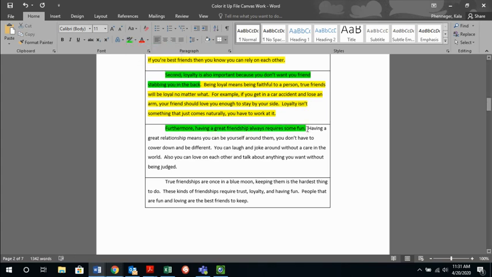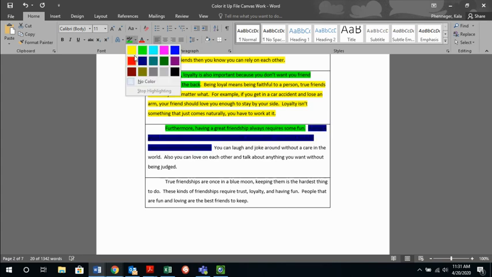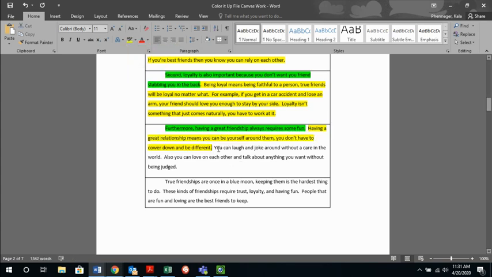And then he says having a great relationship means that you can be yourself around them. You don't just have to cower down and be different. I would say that's adding substance to his topic here. So we'll make sure that we highlight it. You can laugh and joke around without a care in the world. Yes, because he's talking about this idea of having fun again. He's adding to his topic sentence. And then he says, also, you can love on each other and talk about anything you want without being judged. Always requires some fun. Okay, I would say that adds to that too.